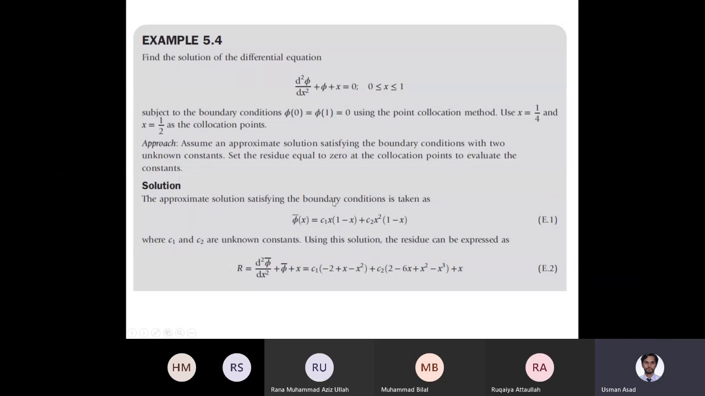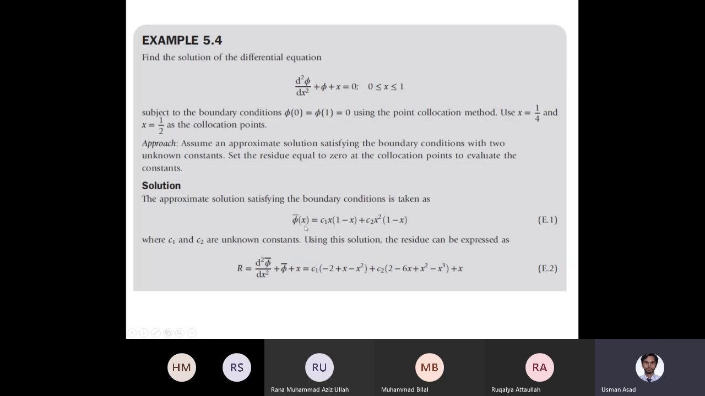We're going to assume an approximate solution. By the way, this could be something else. This could be any other set of functions which satisfy that at 0 and at 1 the answer is 0. There could be a sine function or a cosine function of this kind that loops back to 0. So you could replace this with a sine or a cosine, any function which satisfies these boundary conditions, any two such independent functions.